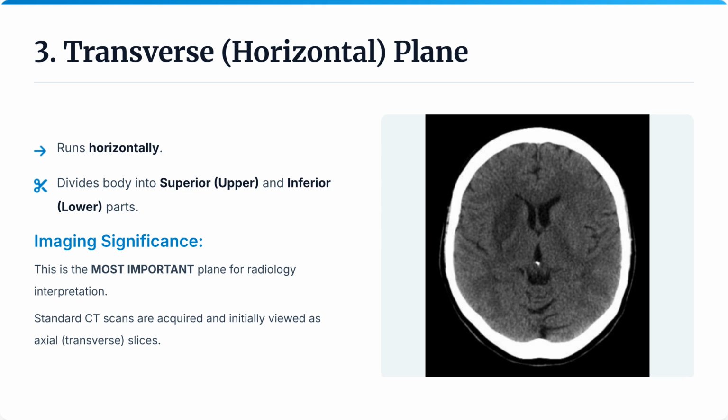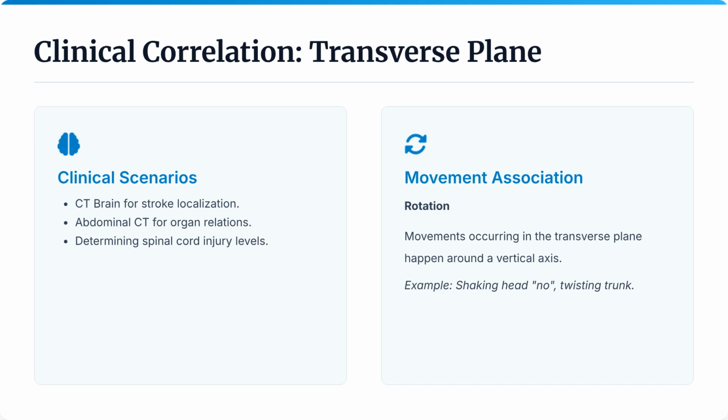The transverse or horizontal plane runs horizontally, dividing the body into superior (upper) and inferior (lower) parts. This is the most important plane for radiology interpretation, as standard CT scans are viewed as axial slices. Clinical scenarios for the transverse plane include CT brain for stroke localization and determining spinal cord injury levels. The associated movement is rotation, which occurs around a vertical axis.